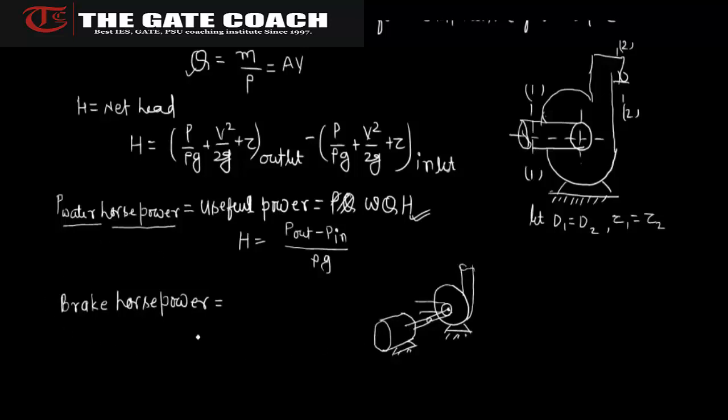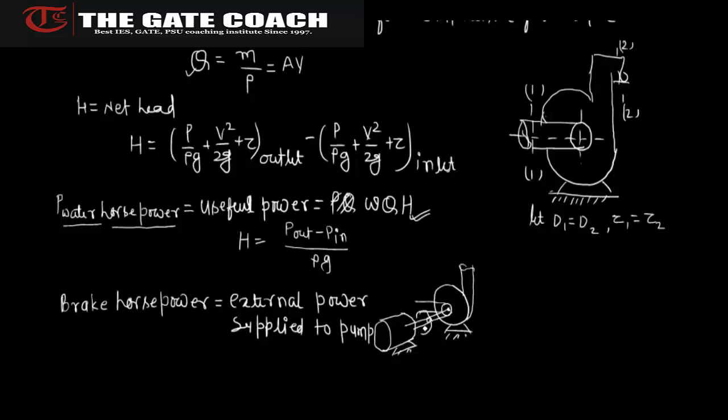So brake horsepower is the externally supplied power to the pump. It means in this case this power is supplied by the motor to the pump. So this is the external power supplied to the pump, and this is termed brake horsepower. In this case this power is supplied by the use of some shaft power.